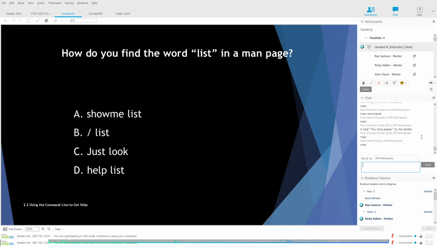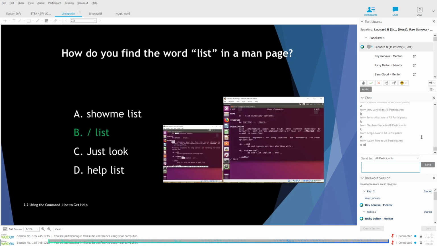How do you find the word list in a man page? That does work. But you can do a / list.